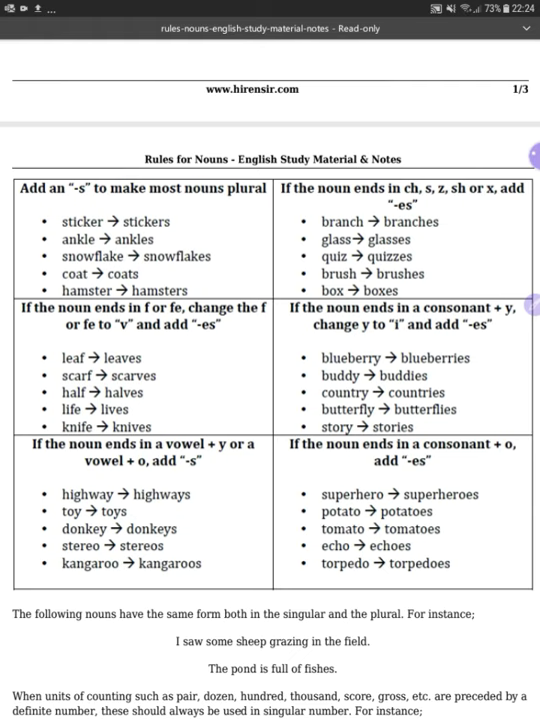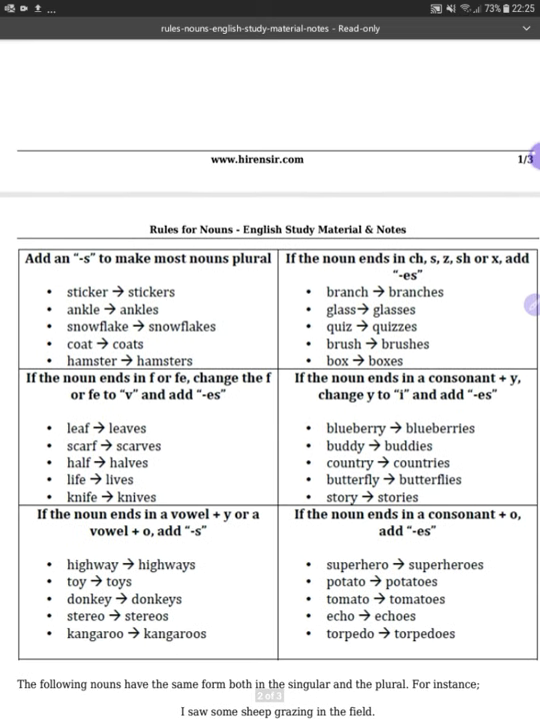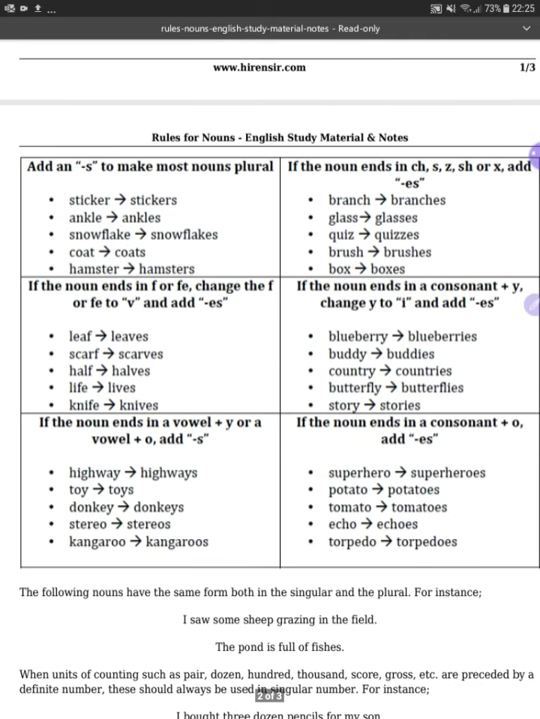Okay. Now the next rule is that uncountable nouns cannot take the article a or an. Listen to it carefully. Uncountable nouns cannot take the article a or an. The example is: there is sugar in the box. We cannot say there is a sugar in the box. There is sugar in the box. Since sugar is an uncountable noun, we are not putting any type of article before that.